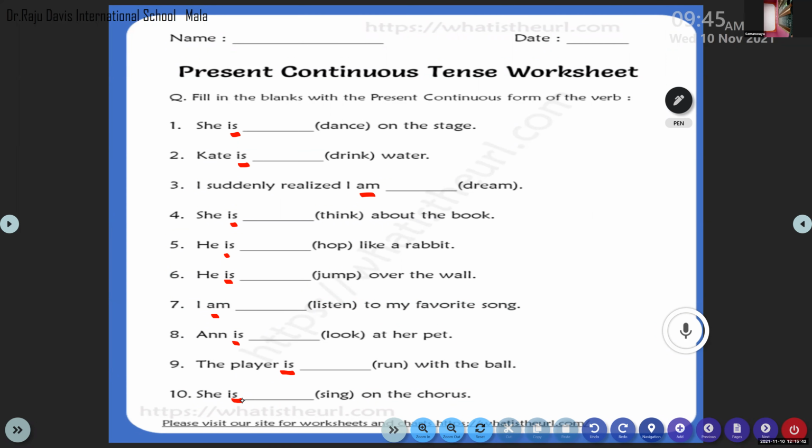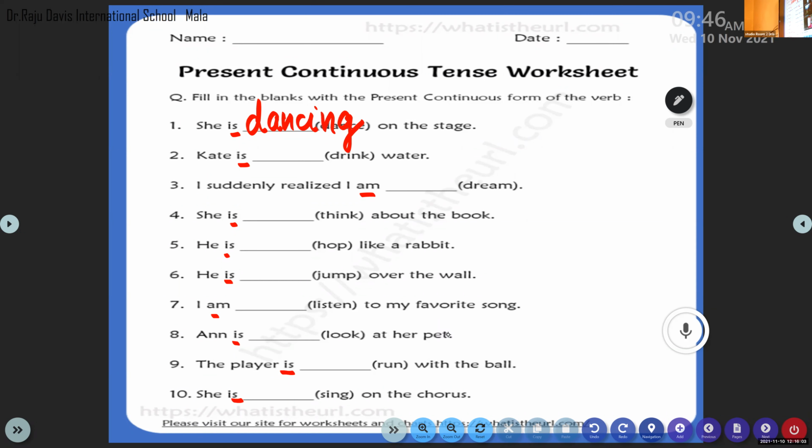She is dancing. Very good, Nainika. She is dancing. And we have to learn one more thing: adding ing to the verb, we have to learn the spellings, and I'll teach you in the next session. She is dancing. Come on, write it, all of you. Very good, Nainika.